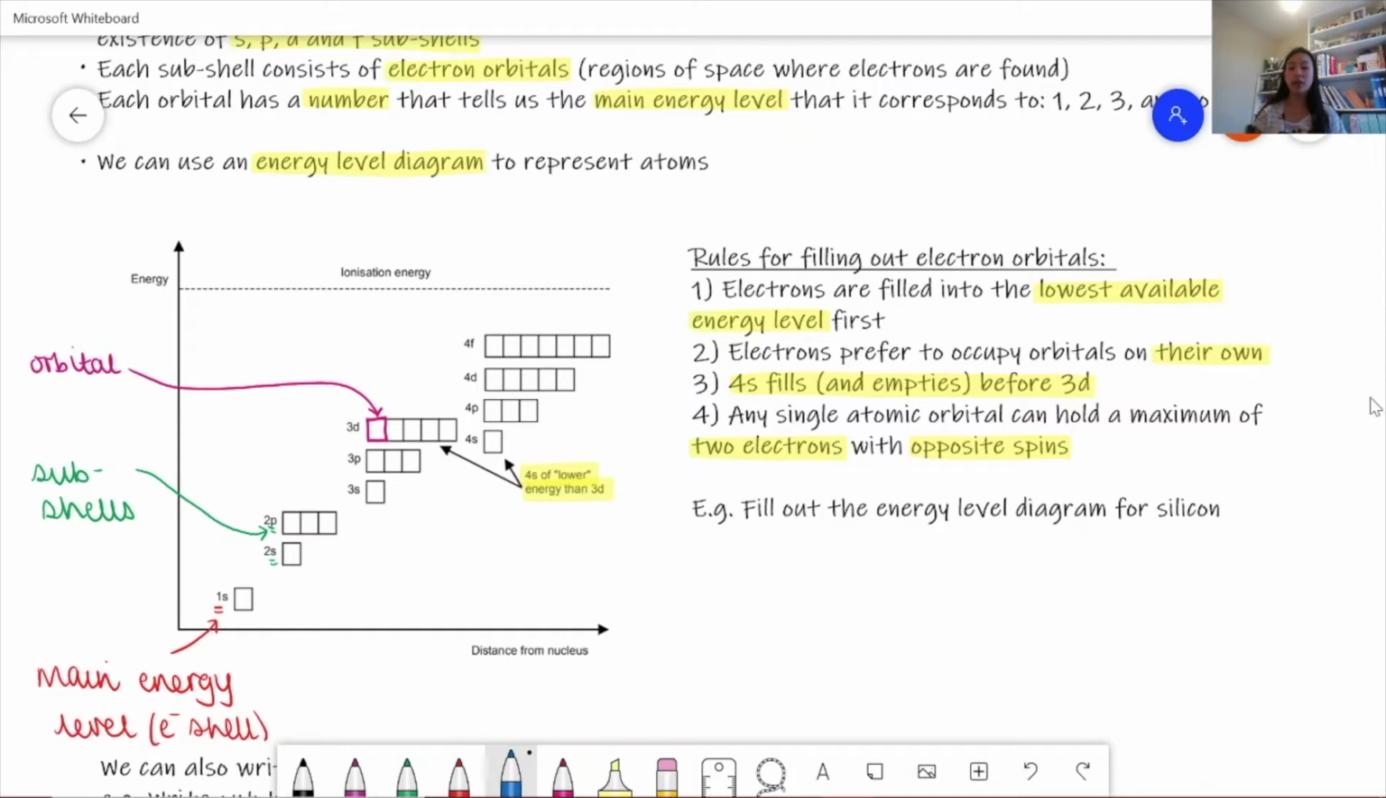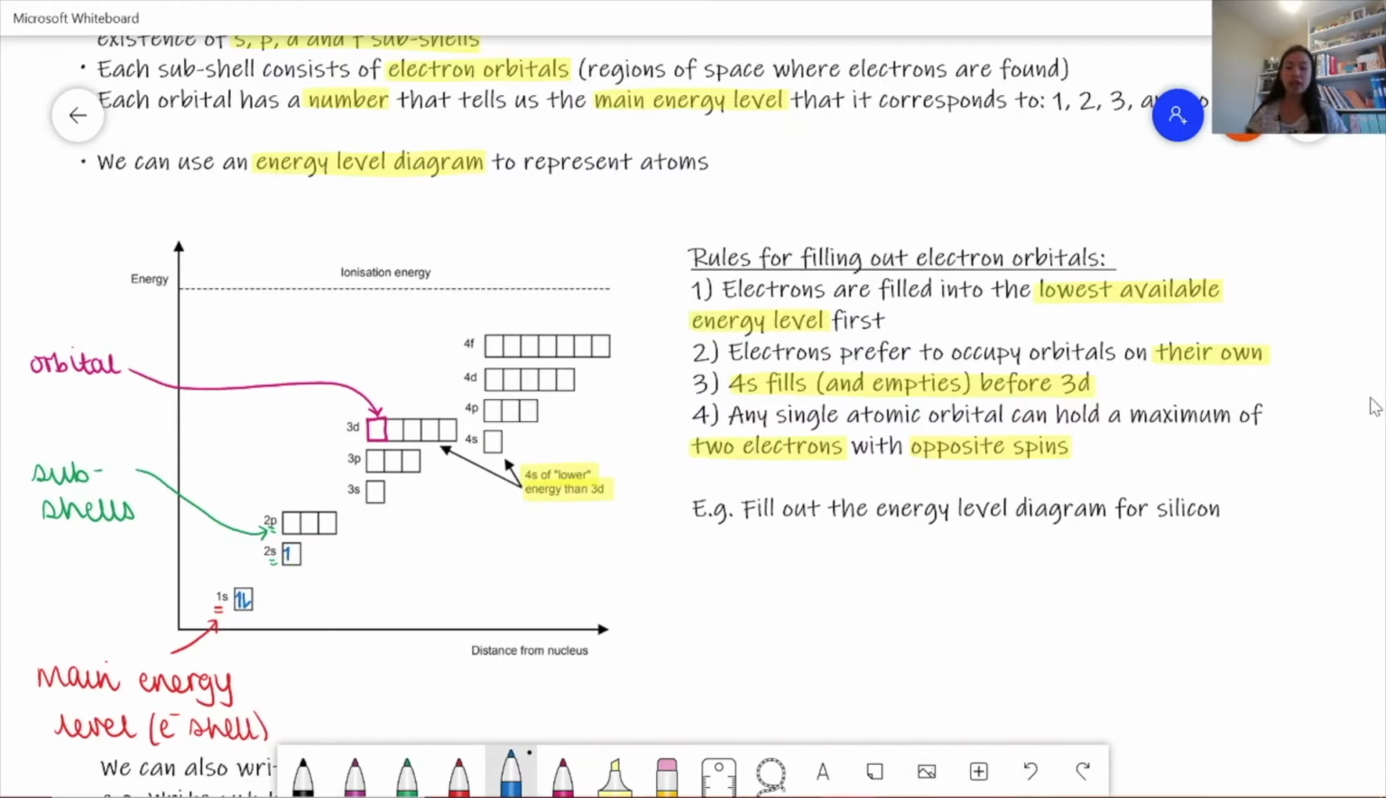So the lowest available energy level in this case is the first shell, because we don't have any electrons yet. And so we can fill out 2 for this 1s orbital. Because you might think, because electrons prefer to occupy orbitals on their own, that this second electron would go into 2s. But this rule is actually overridden by the first one, because electrons are always filled out into the lowest available energy level first. And so we've now filled out 2 electrons, and so now we fill out 2s.